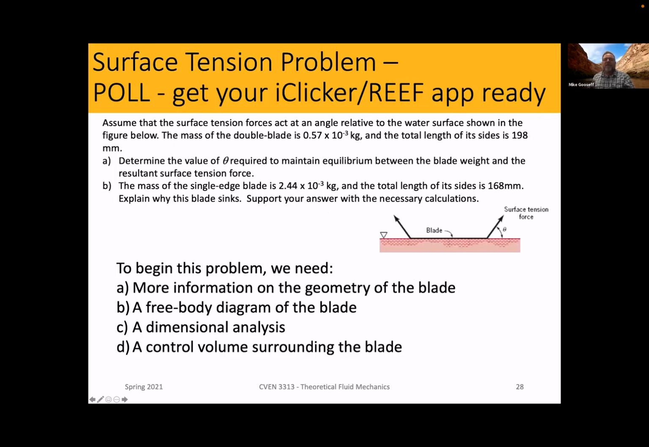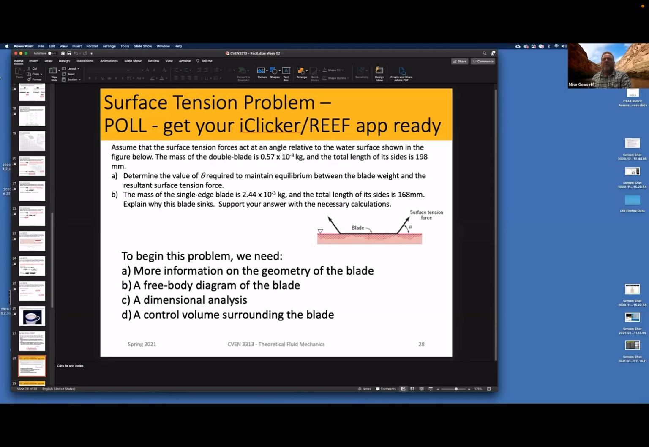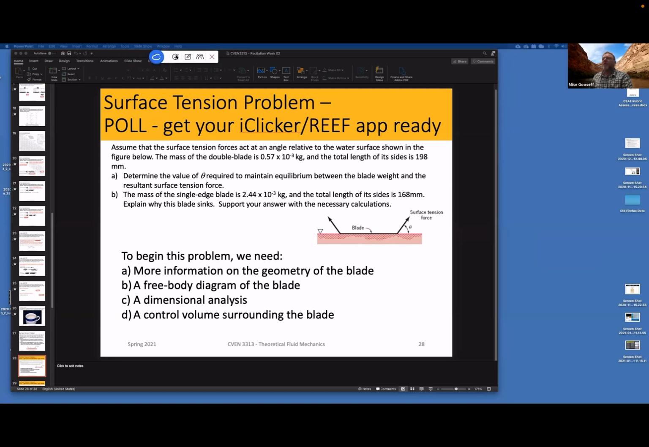Okay, so first of all, get your Reef app ready. And I'm going to have to pull up my, all right, I'm going to get class started here for fluid mechanics. All right, so here is our first question.